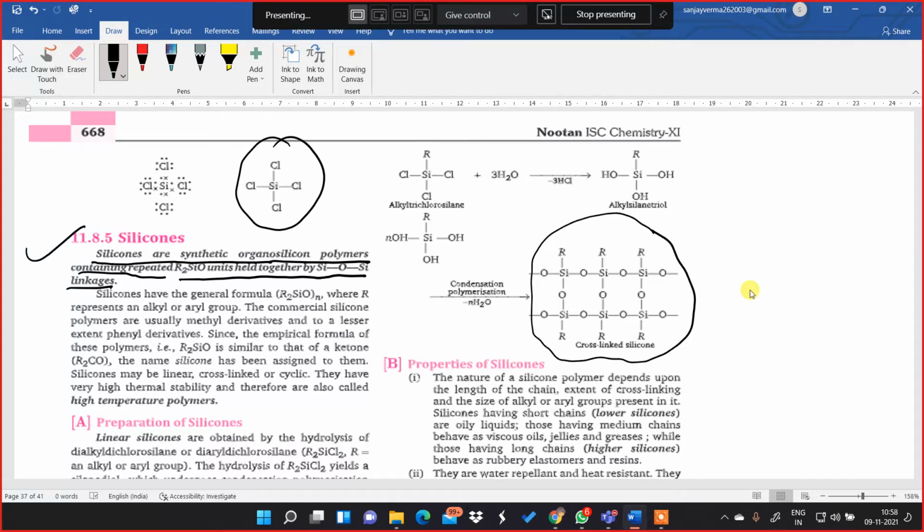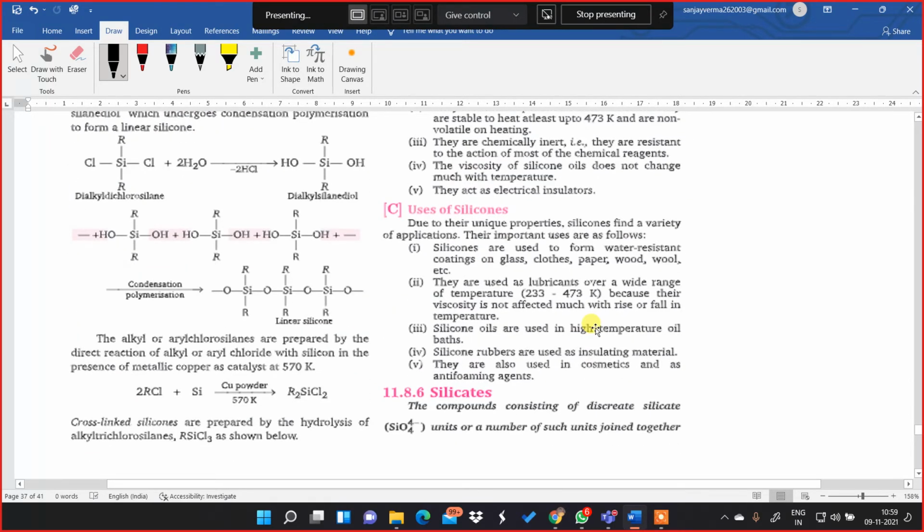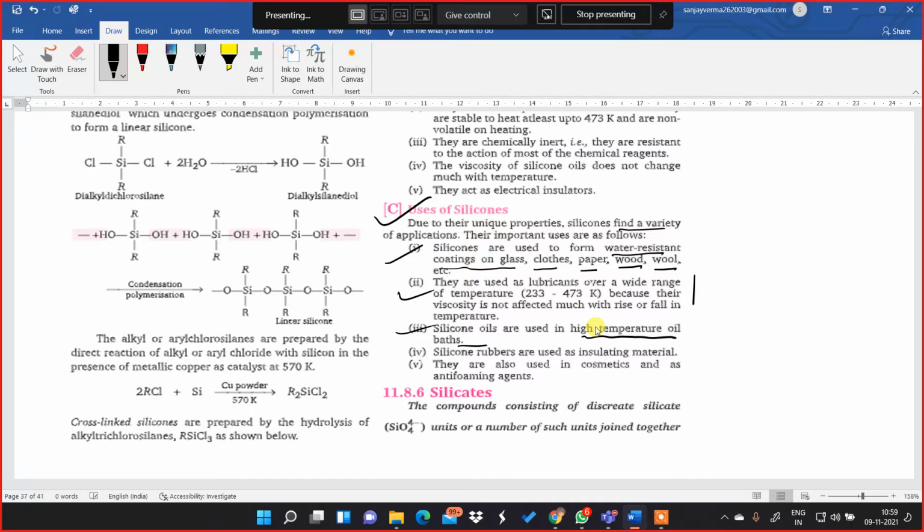Now the uses are there. Properties are not required. Uses they have asked most of the time. Uses of silicones. Due to the unique properties, silicones find a variety of applications. The first important ones are they are used to form water resistance coatings on glass, clothes, paper, wood, wool, etc. They are used as lubricants over a wide range of temperature because their viscosity is not affected much with rise or fall in temperature. They are used in high temperature oil baths. Silicon rubbers are used as insulating material. They are also used in cosmetics and as anti-foaming agents.